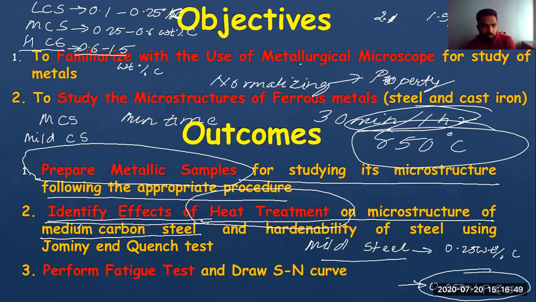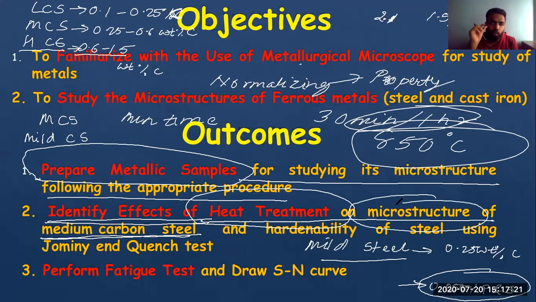So what you are being asked is to study the effect of heat treatment. That means, what will happen if you heat it by normalizing? If you adopt the standard procedure of normalizing, what will happen? What will happen if you temper it? What will happen if you harden it? What will happen if you normalize it? Now, since you have heated the sample, after heating you again have to prepare its surface if you want to view the microstructure, because your objective is to view the microstructure of medium carbon steel.